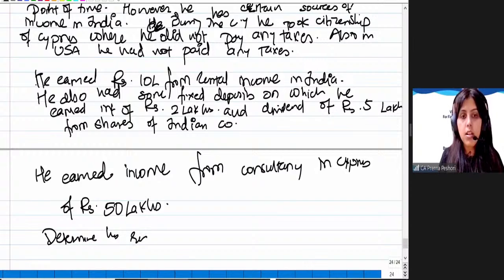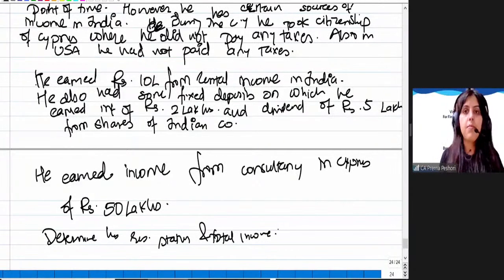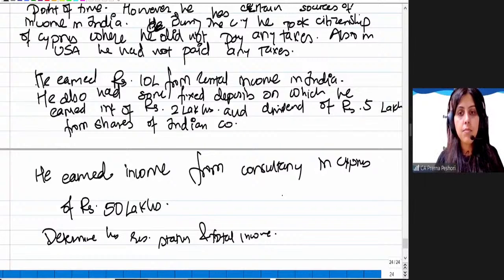Determine his residential status and total income. Give me the answer. Nil, income from foreign assets would not be included. What is the answer for this?